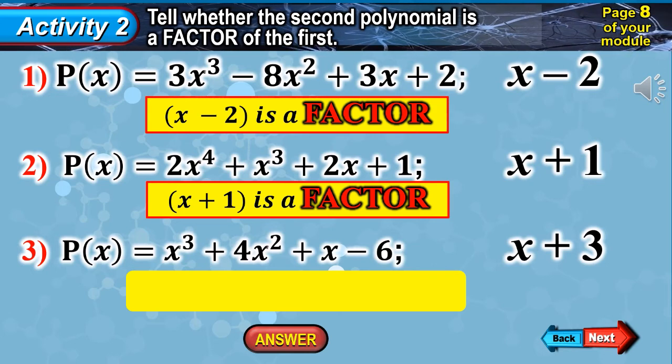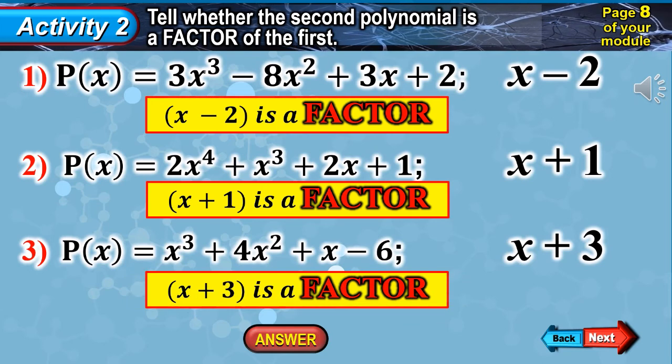And what about number 3? P of x is equal to x cubed plus 4x squared plus x minus 6 divided by x plus 3. The answer is x plus 3 is a factor because the remainder is 0.